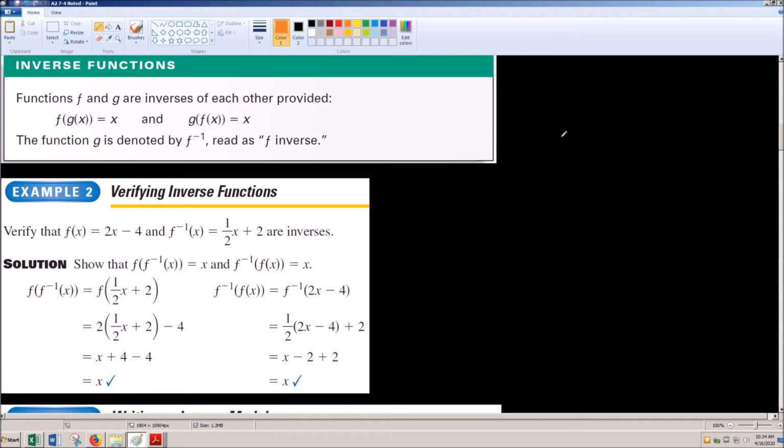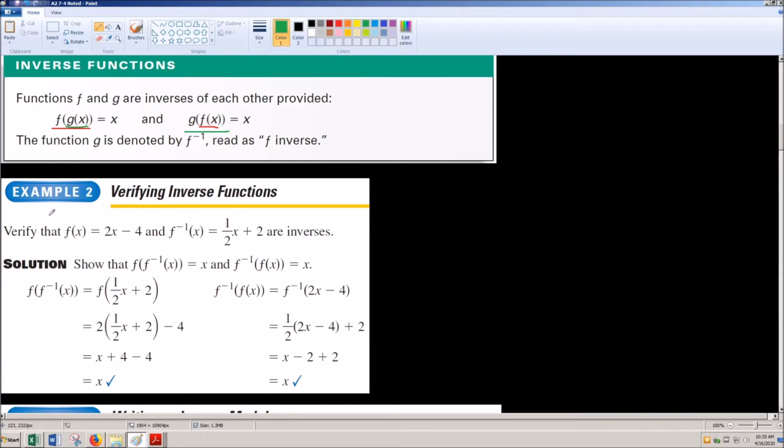When I do have two inverse functions, I should be able to take f of g of x and g of f of x, and they should both spit out x. Again, this f raised to the negative 1 is f inverse. So when we see this, it means f inverse.